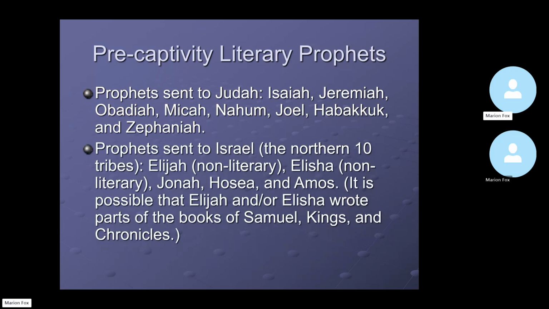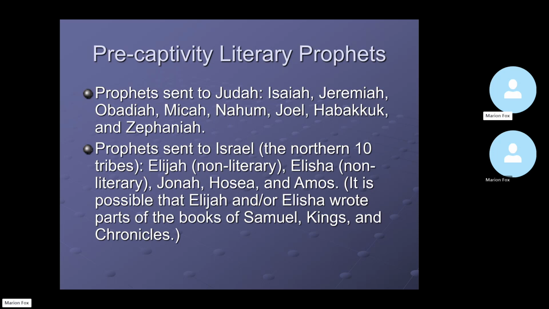The prophets in the second group of prophets were sent to Israel, the northern 10 tribes, and these would look at some non-literary prophets, Elijah and Elisha, and then we have some literary prophets, would be Jonah, Hosea, and Amos.